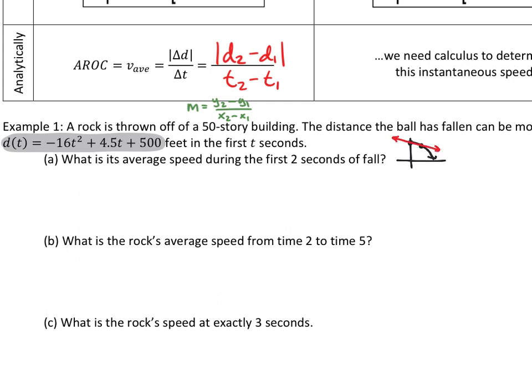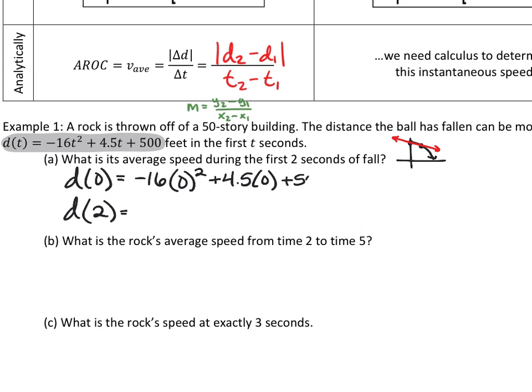And since we're finding a slope, we use the slope formula, which is the average rate of change formula. To use that, we need 2 output values. We need to know what's happening to the rock at time 0 and at time 2, which means all we have to do is plug in those values. This would be negative 16 times 0 squared plus 4.5 times 0 plus 500. This one's a slam dunk. The first 2 terms are 0, so it's at 500 feet. That makes sense. We haven't thrown the rock yet at time 0.